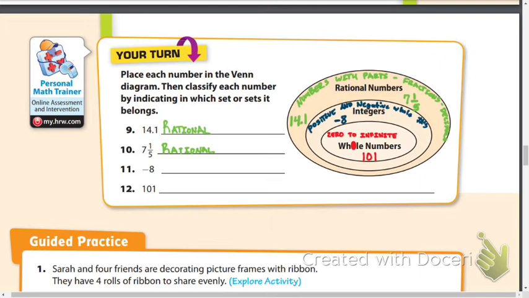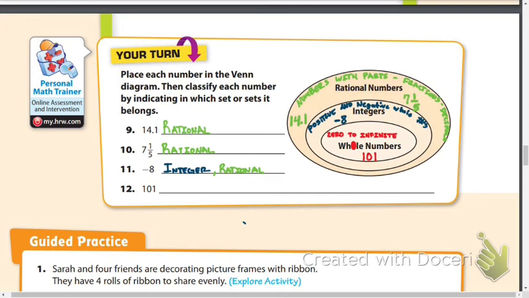Number 11, we have -8. What kind of number do we have in -8? Integers. Very good. This is considered an integer. Now, can my integer bowl fit inside anything else? A rational. Very good. My integer numbers can also be called rational numbers, even though they don't have parts.